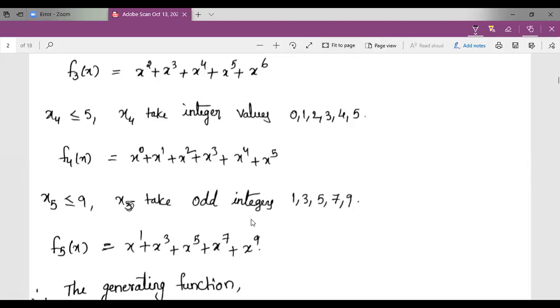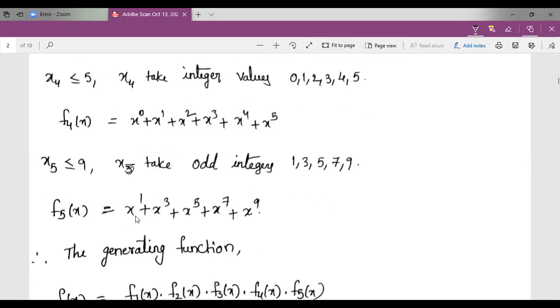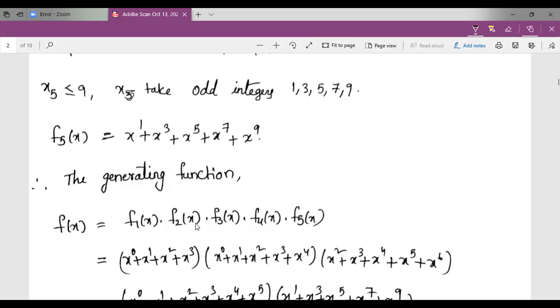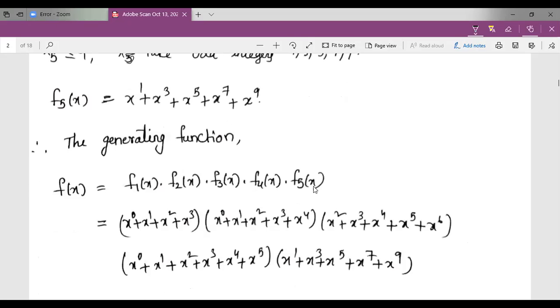Now we have to find the generating function. How do we get it using these functions? The formula is F(x) = f1(x) · f2(x) · f3(x) · f4(x) · f5(x).